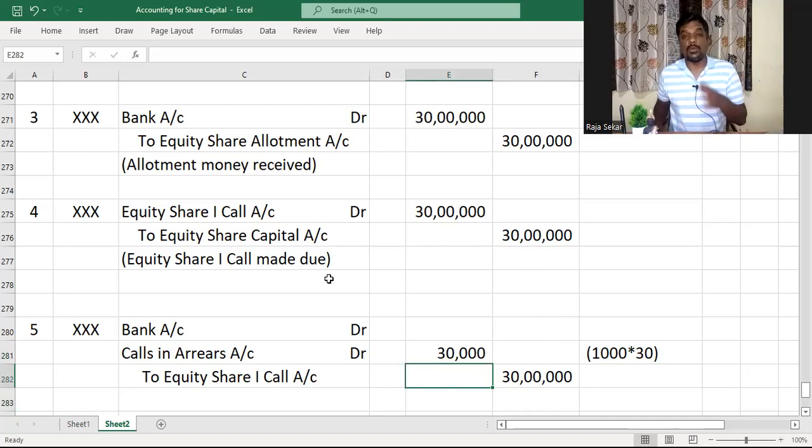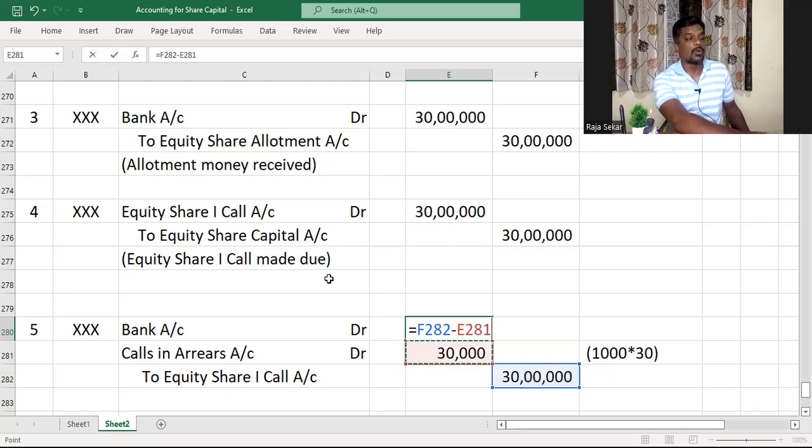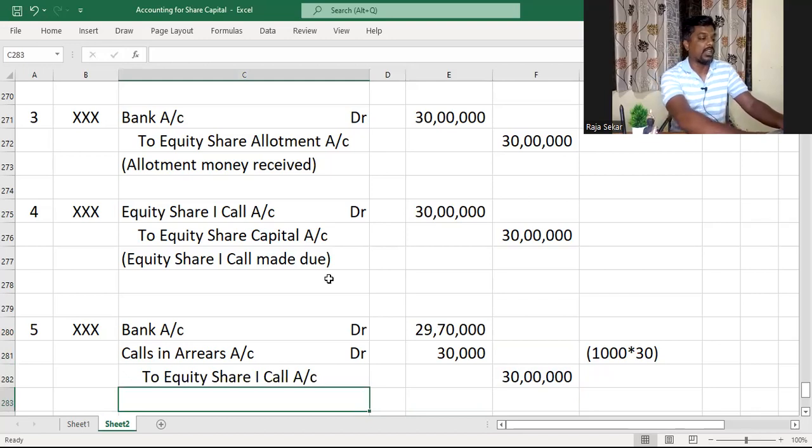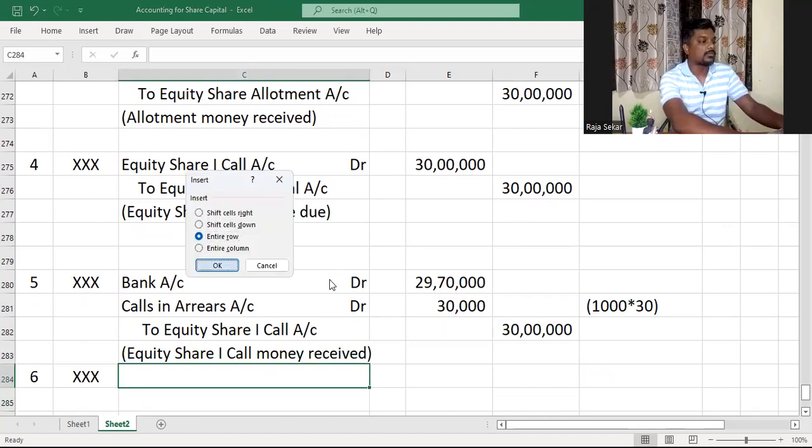But for Harini, everyone else paid. Am I right, my dear children? So 30 lakhs was totally due on first call, and everyone else except this 30,000 was received by the company. The total amount of money received by us would be 30 lakh minus 30,000, which is 29 lakh 70,000. Equity share first call money. So we've received the equity share first call money.